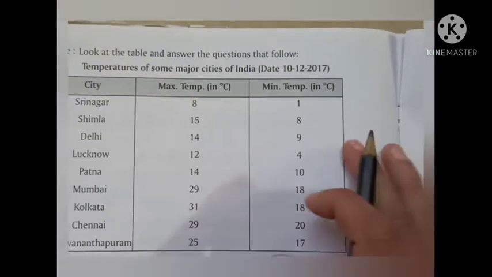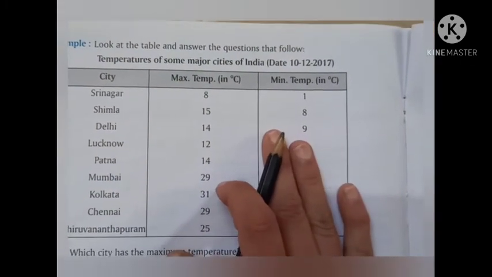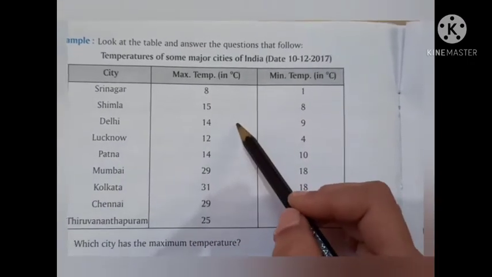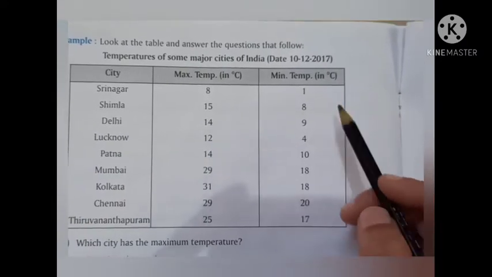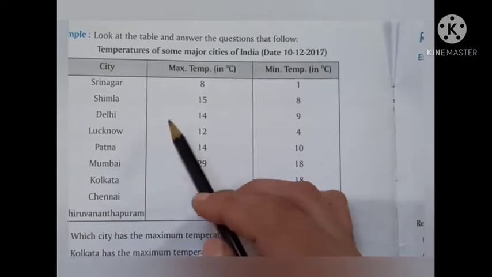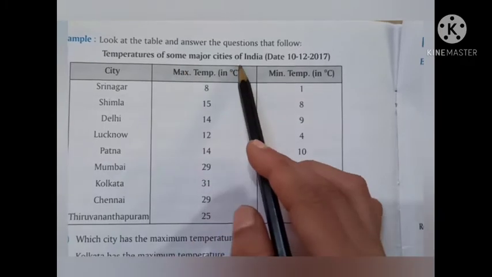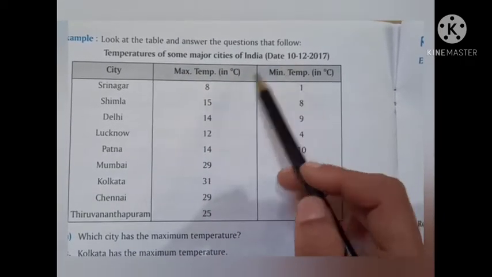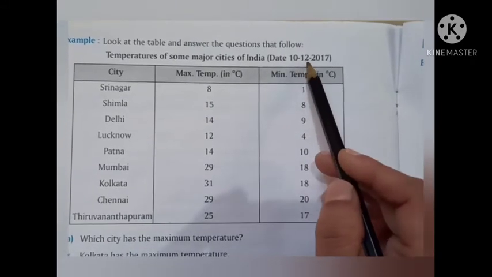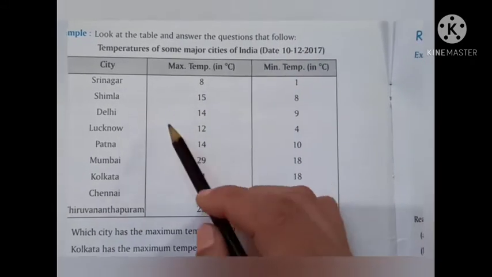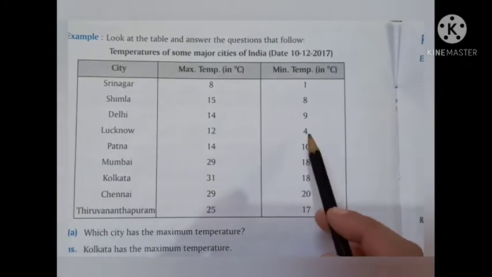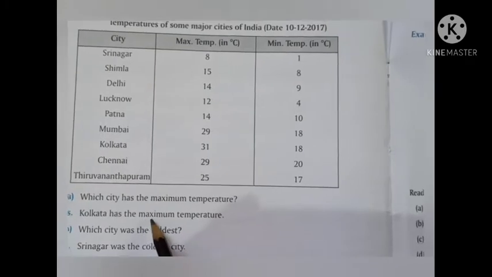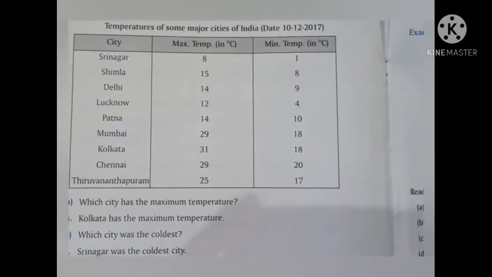Students, here is one more example showing us the tabular form. Look here, the name of the city is given, the maximum temperature that the city has and the minimum temperature that the city has. All these recordings are of a particular day from various cities. The date of all these recordings is 10/12/2017. We have to look at this table and answer the questions given below it. The first question is, which city has the maximum temperature?